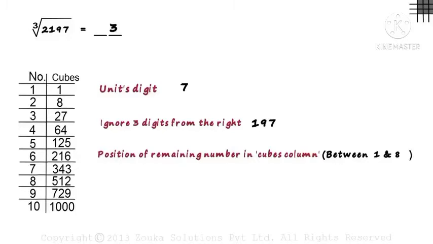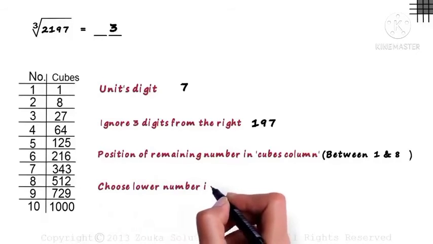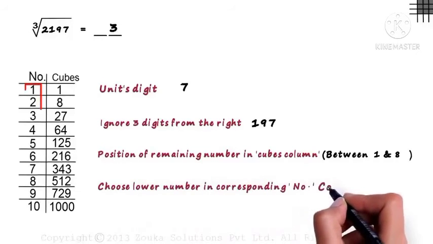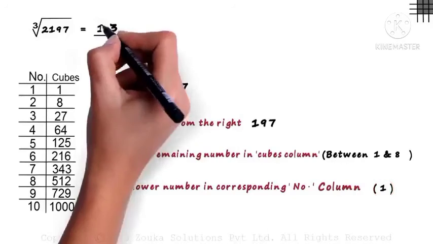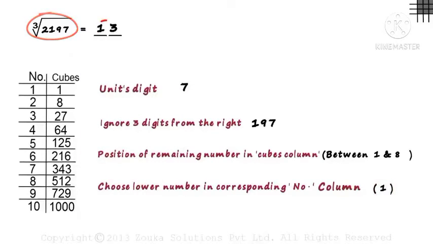The last step is very important. Now that we know where it is placed, we choose the lower number in the corresponding number column. The lower of 1 and 2 is 1. That's it. This is your tens digit. So the cube root of 2197 is 13. Remember, we always choose numbers from the first column, which is the numbers column, to write the digits of our answer. 3 was chosen from here and 1 was chosen from here. This looks really long at first look, but with practice, trust me, you'll be able to solve it in 5 seconds. Now let's solve another problem so that you understand better.